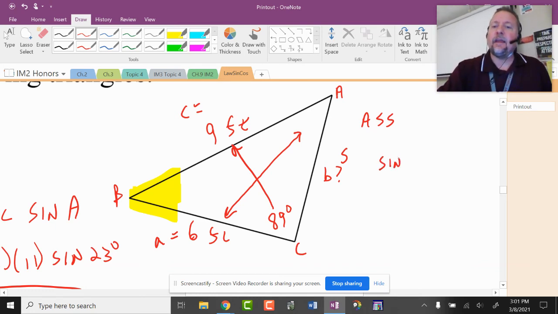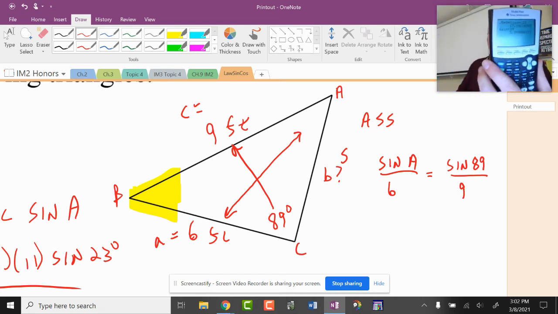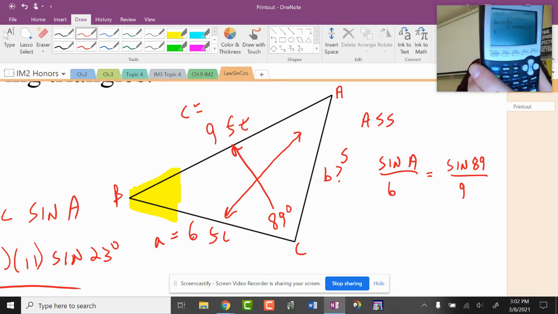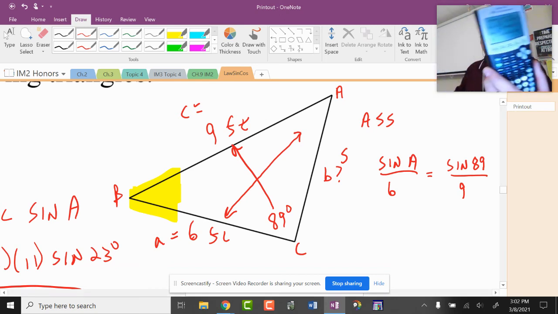So sine of A over 6 feet equals sine of 89 over 9. Now go to my calculator. Remember, multiply by 6. So 6 times sine 89. This is the minimum of what I'd expect you to write. I pressed enter because if you don't close your parentheses, you're doomed. All right, then divide by 9. You get 0.6666. Okay, that's scary.